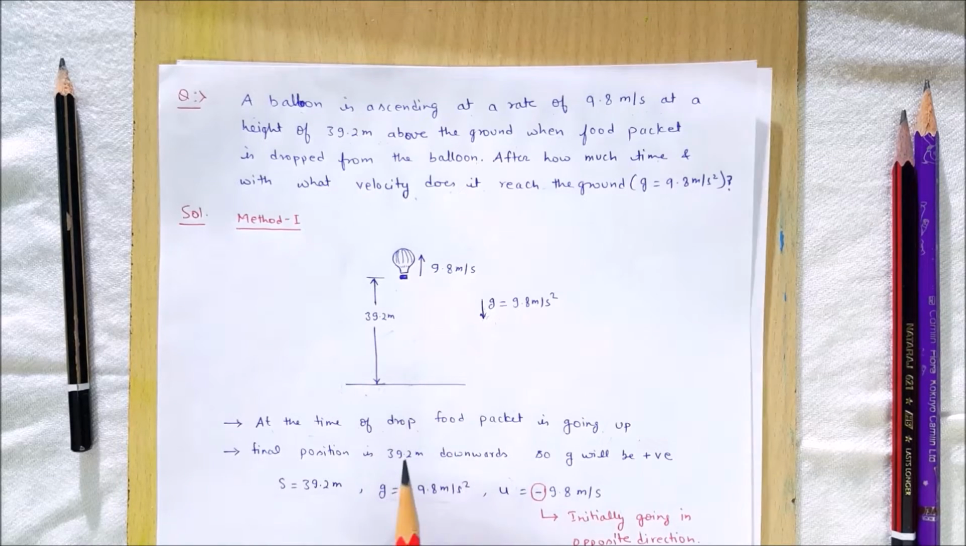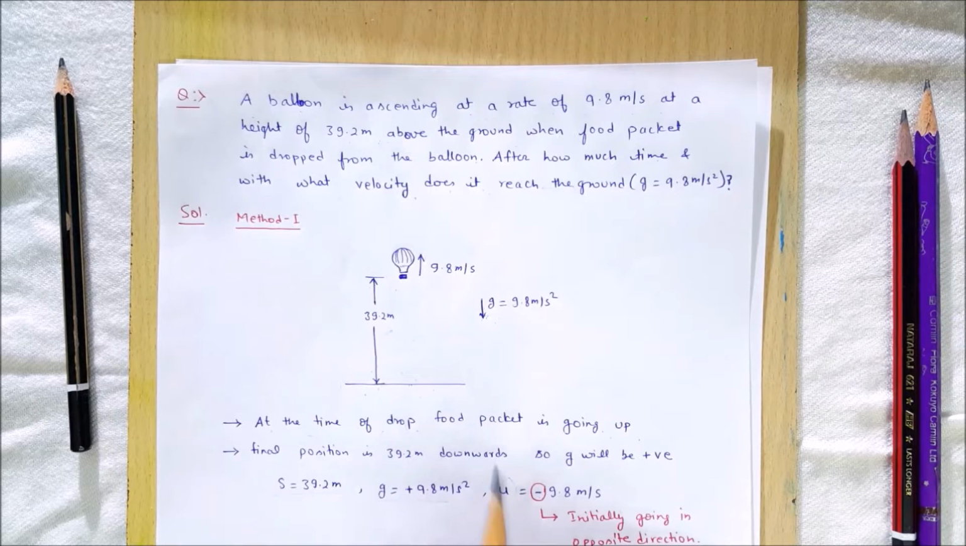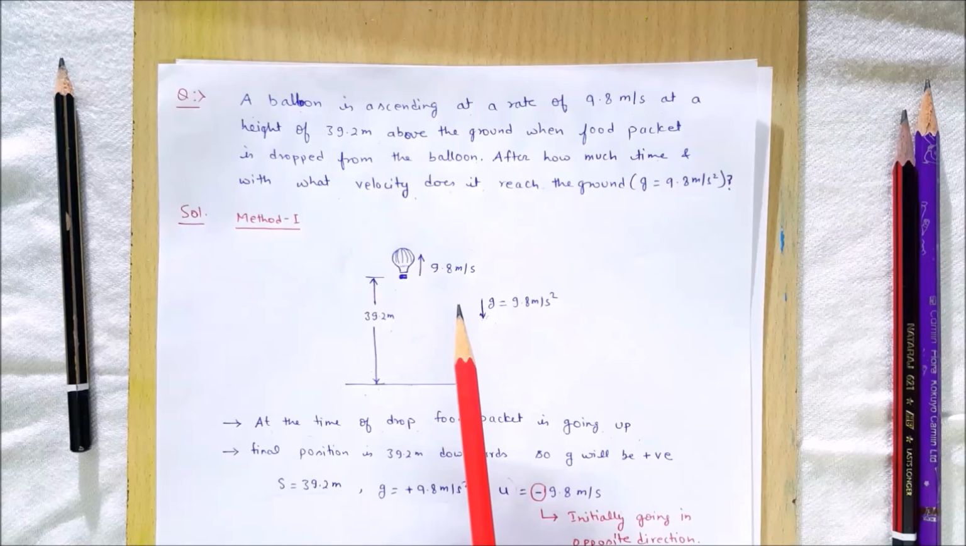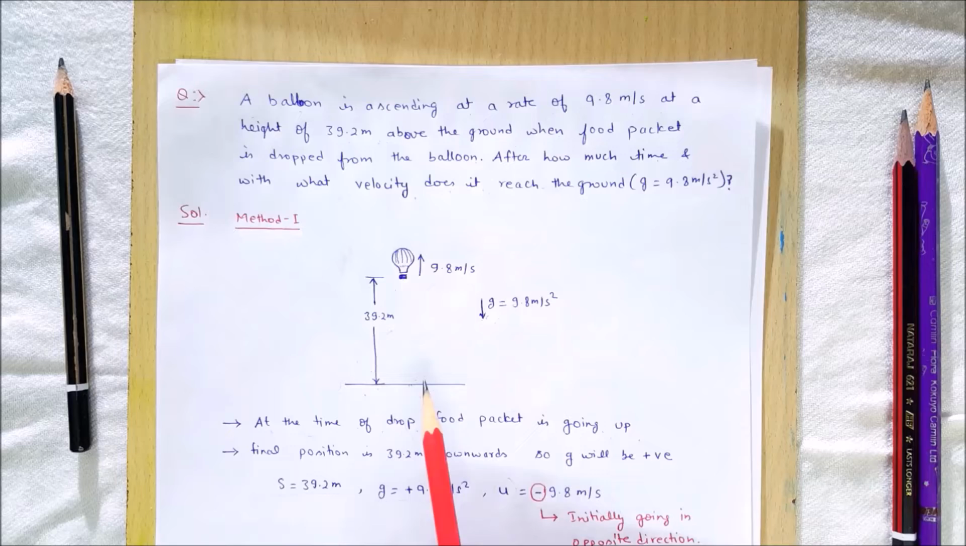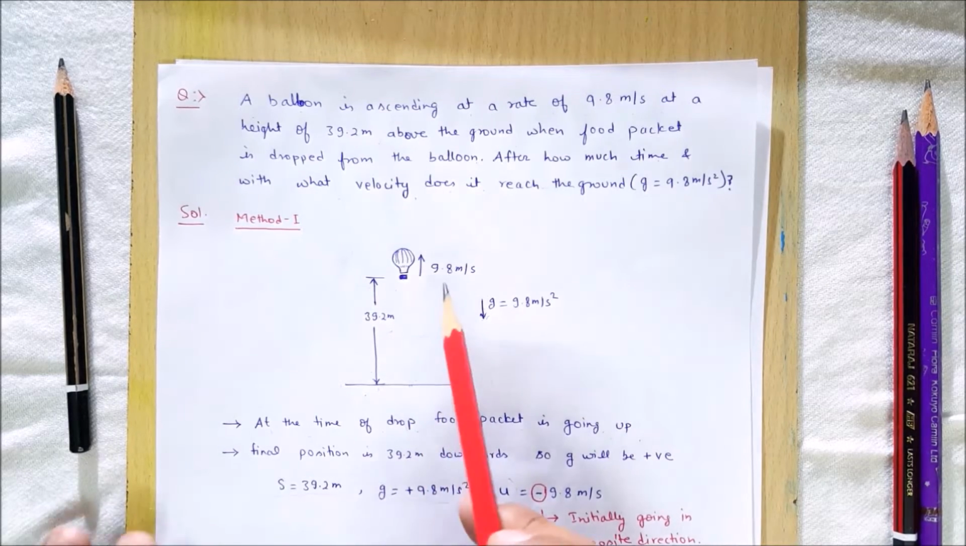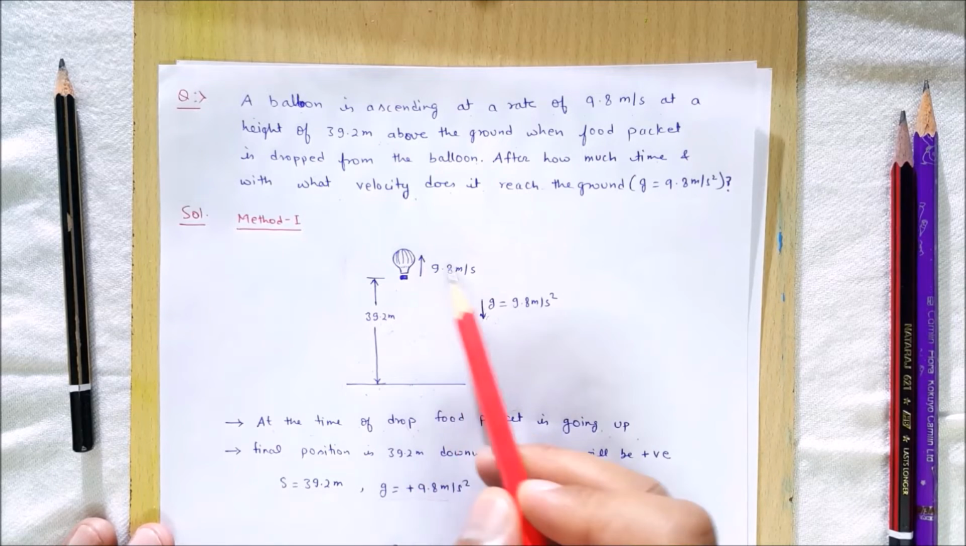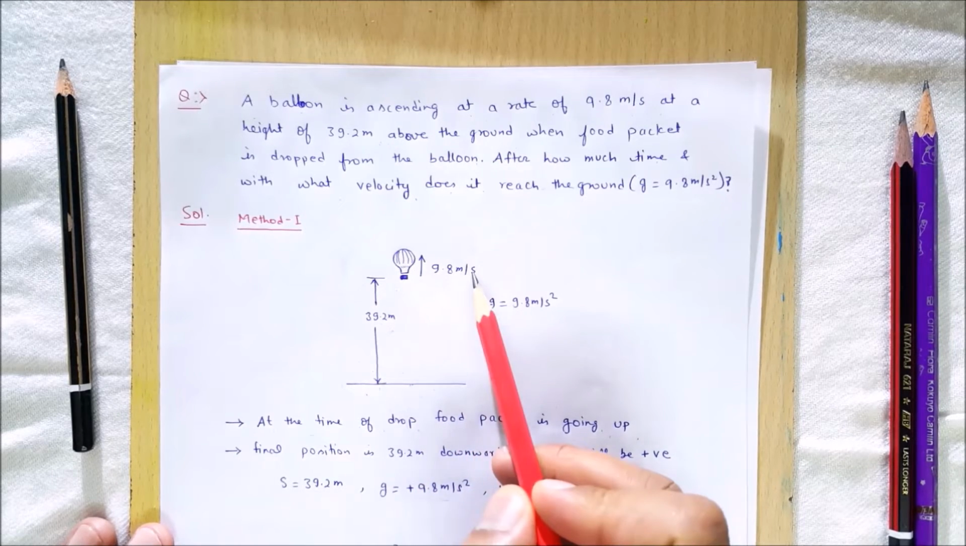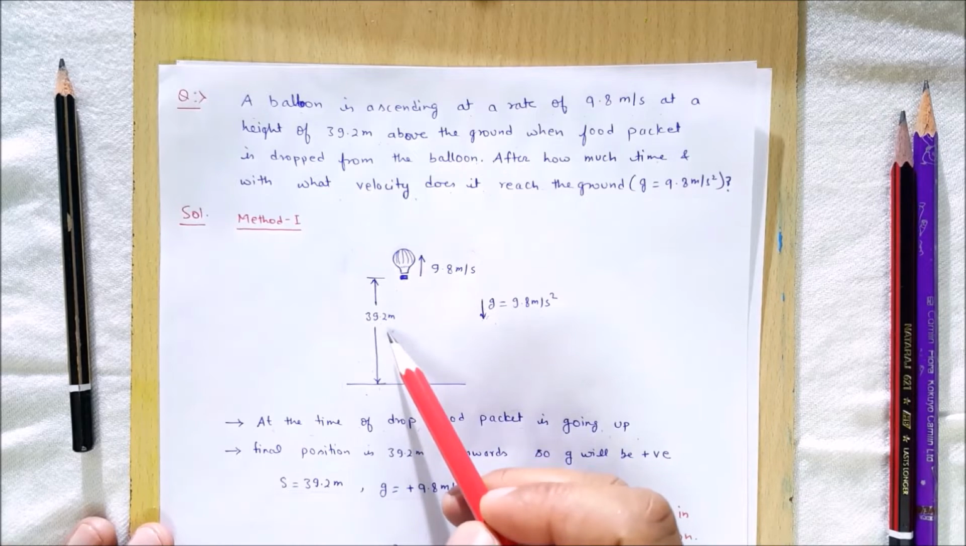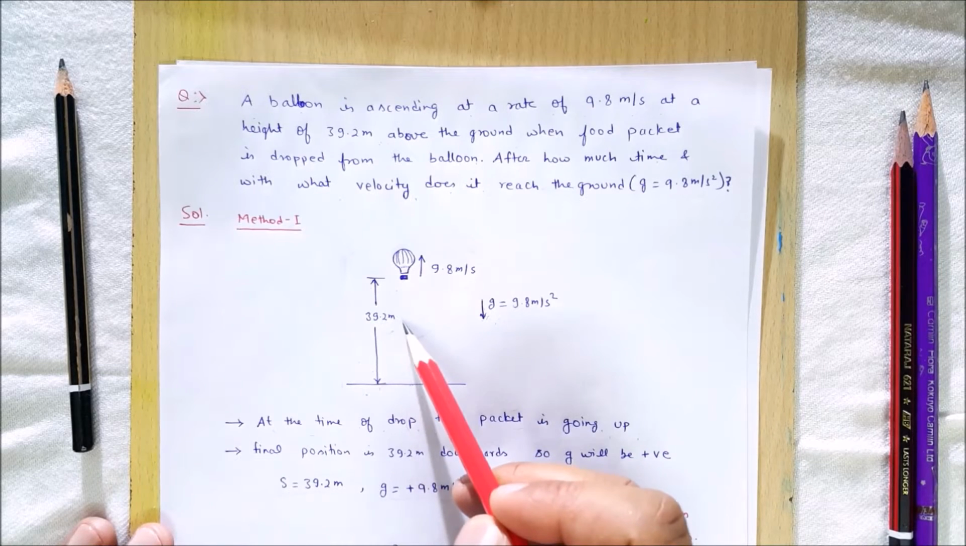I will explain this question by two different methods just to show that we need not remember the method. What is important is that we understand the concept. Let's see method 1. Here is the problem. This is the balloon which is going up with a velocity of 9.8 meter per second, and the balloon is at a height of 39.2 meter.